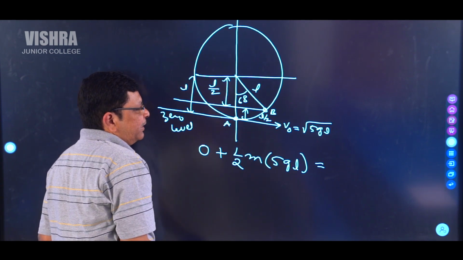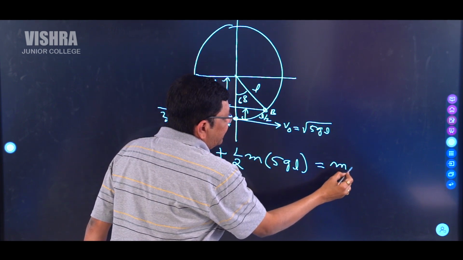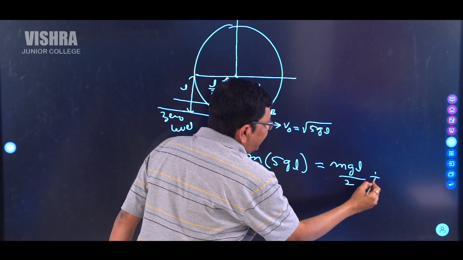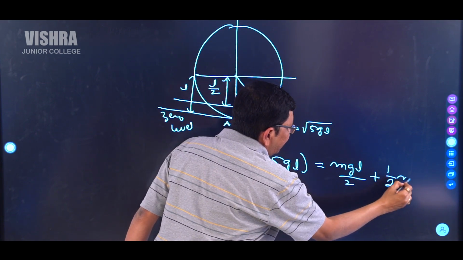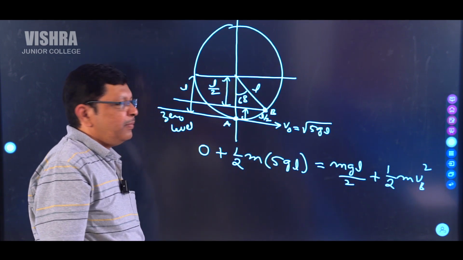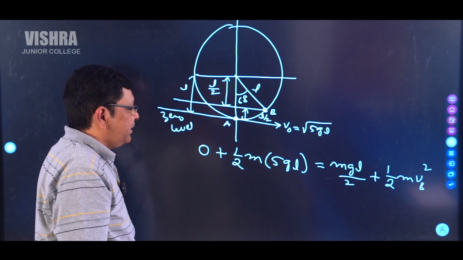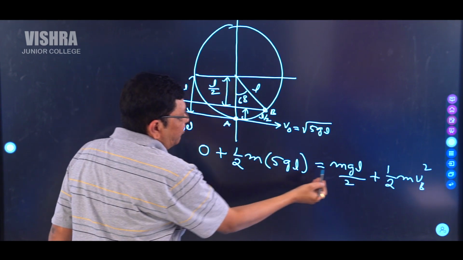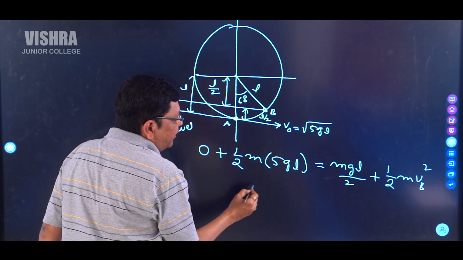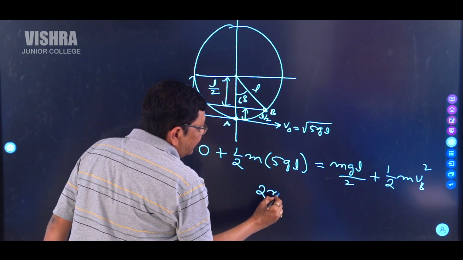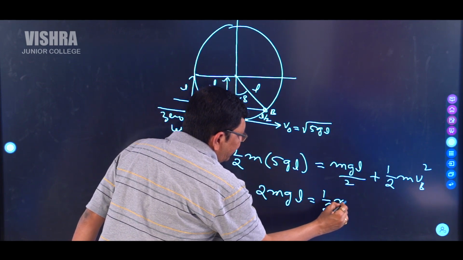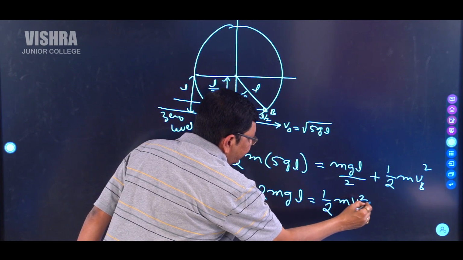So if at A potential energy is 0, at B potential energy will be mgL by 2, and at B kinetic energy will be half m v_B square. Let us imagine he asked only kinetic energy, so I don't want to cancel masses. I will keep the kinetic energy terms as they are. This is 5mgL by 2 minus mgL by 2, that is 5 minus 1, 4mgL by 2, that is 2mgL, which is the kinetic energy of the bob when it is at point B, half m v_B square.